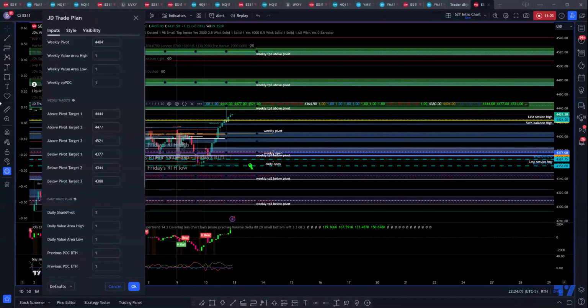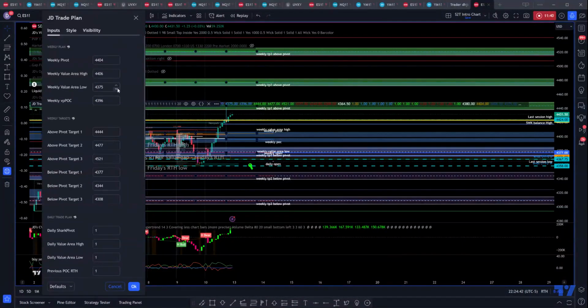If you want to be a little more technical, I'll give you value areas for last week. So we got here value area high. I'm going to put it at 4405 so it doesn't conflict with the 4504. Actually, I'm going to put it at 06. Value area low, we got it at 4375. And weekly POC, we got it at 4396. So that's the information that we got here for our weekly plan.